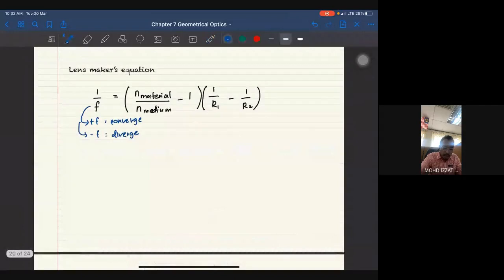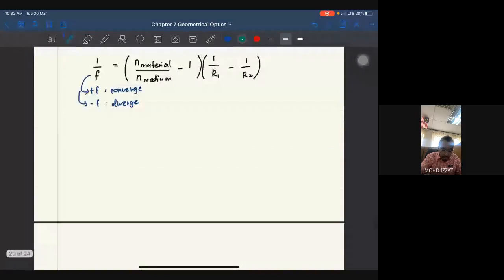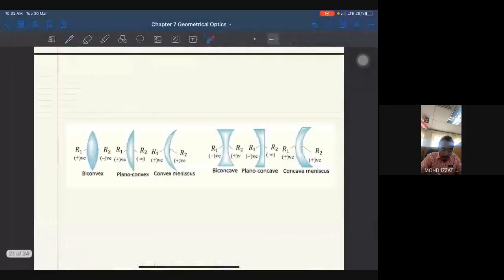Okay, back to this equation. You will notice that we have R1 and R2. So the first thing, obviously, you have to decide which one is R1 and which one is R2. I take one example. Let's see, if I choose convex meniscus. So students are usually confused between the convex meniscus and the concave meniscus. Dua-dua ada meniscus, satu tu convex, satu tu concave. The easiest way to differentiate between these two is that you can memorize lah. Paling senang sekali kamu memorize.